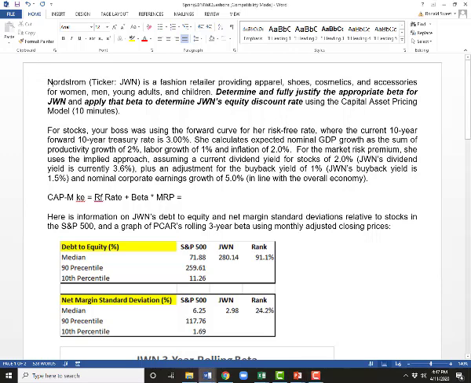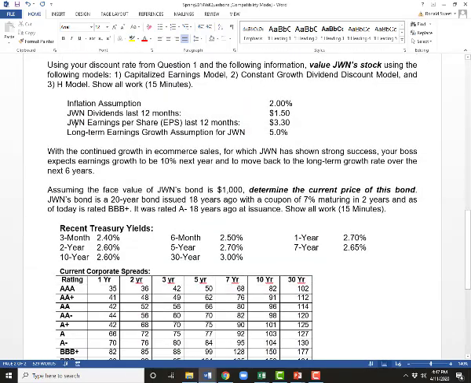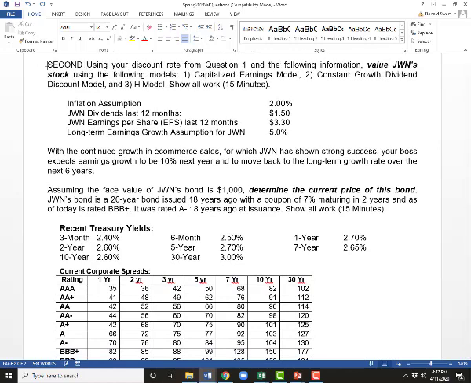The first one is a question related to the capital asset pricing model. Come up with a discount rate for your stock. The second one is valuing stocks using those 3 models that you'll do in paper 3 and 4, and paper 4 really: the capitalized earnings model, constant growth model, and the H model.